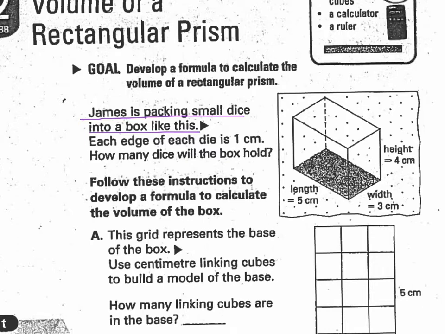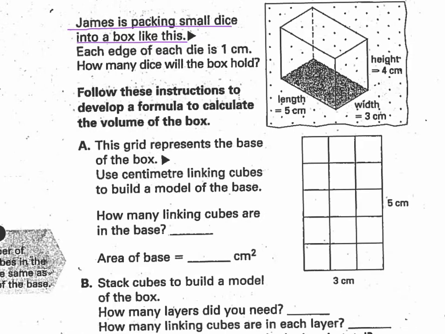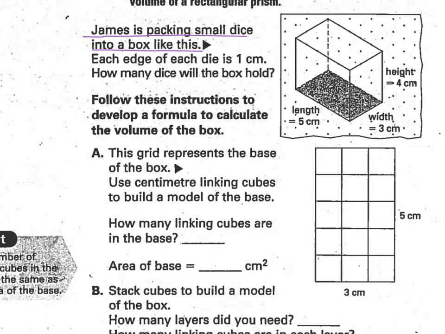We're going to follow these instructions to develop the formula for calculating the volume. This grid on the right represents the base of the box, which is 5 units by 3 units. This gives us the area of the base. How many cubes are in the base? 15. And we know that because length times width, 5 times 3. Therefore, the area of the base is 15 centimeters squared.